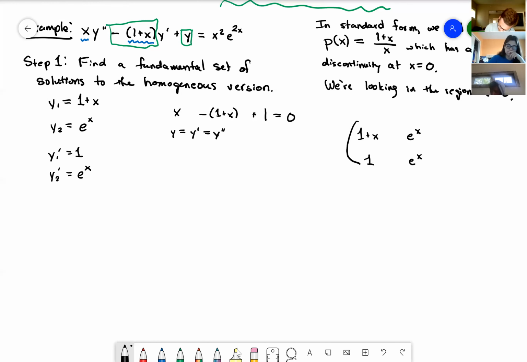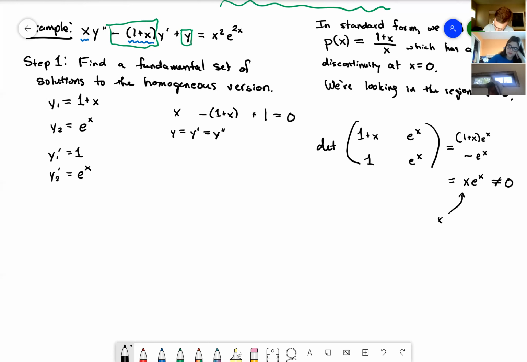Amazing property of e to the x. When we take the determinant of this, we get (1 plus x) times e to the x minus e to the x. So this is equal to x e to the x. And what we want is for this thing to be non-zero.